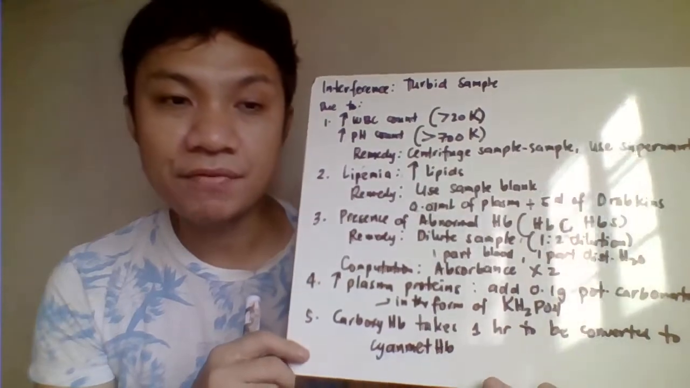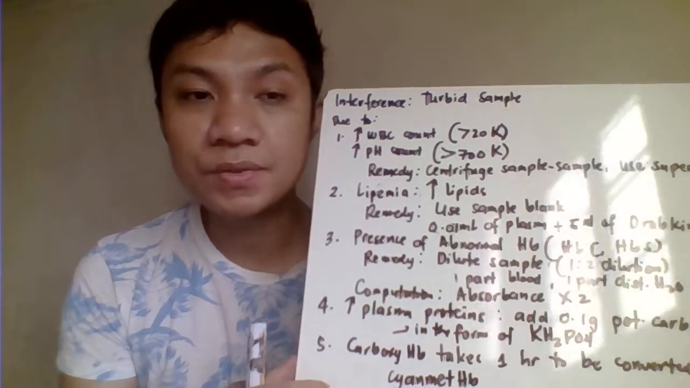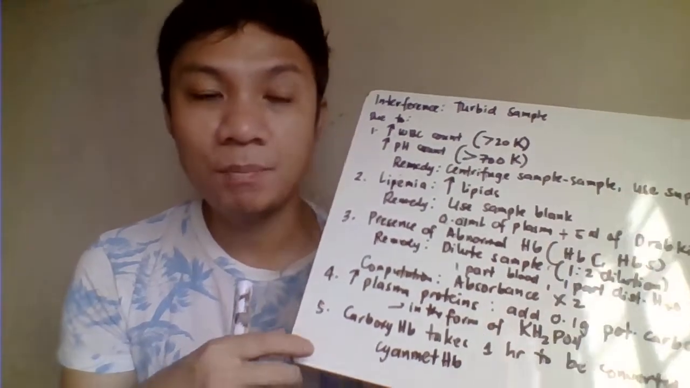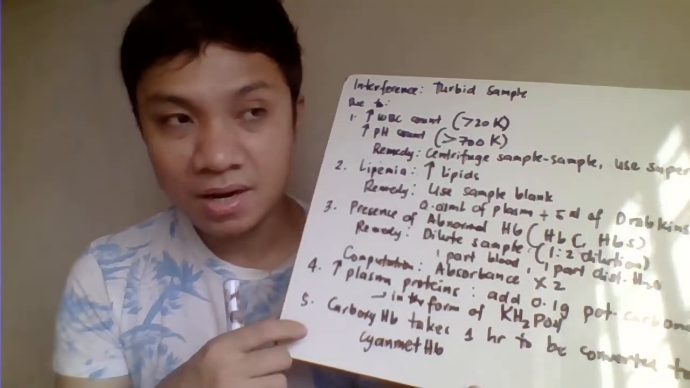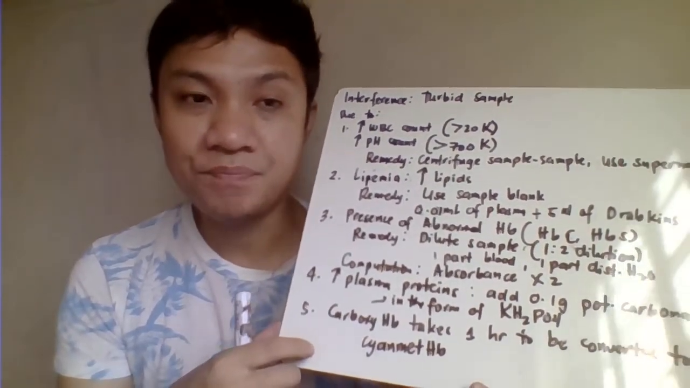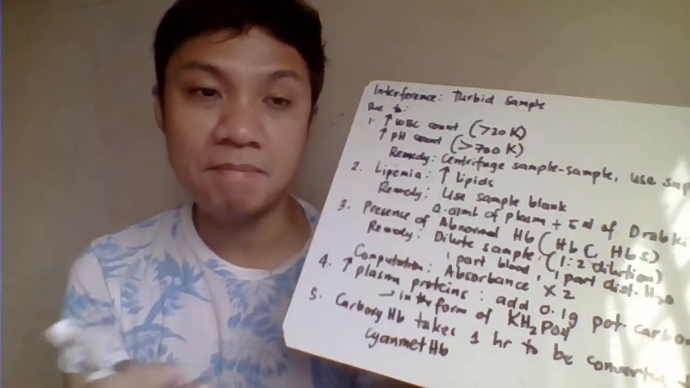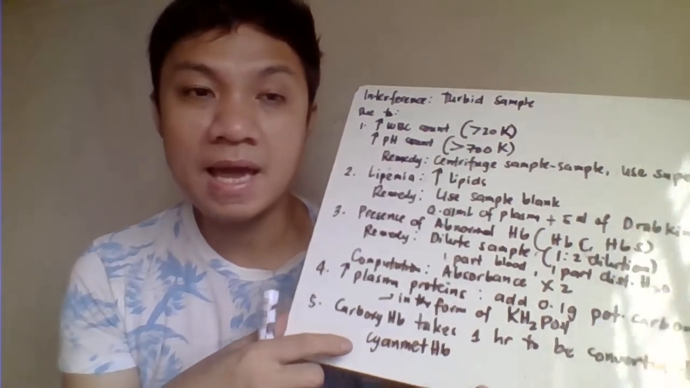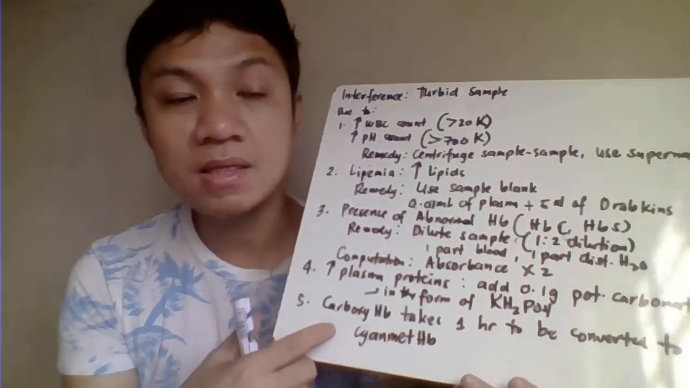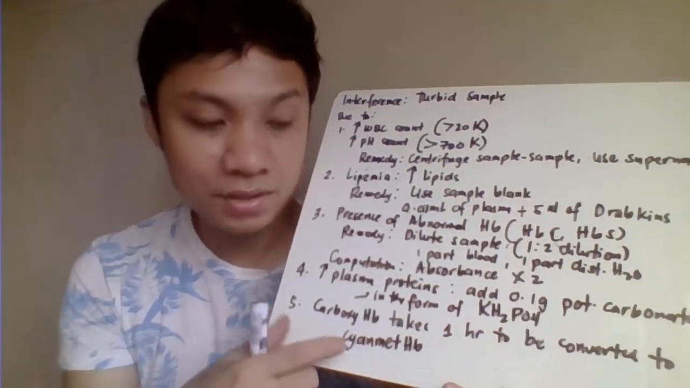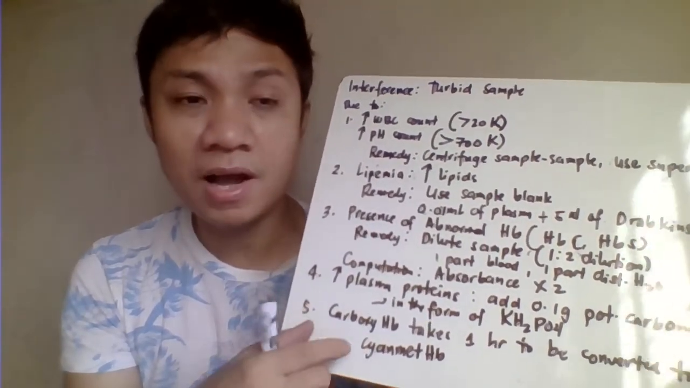On the other hand, the presence of carboxyhemoglobin. Carboxyhemoglobin would be very high for smokers. The problem with that is it could give an erroneous result or interference, because carboxyhemoglobin takes 1 hour to be converted first to cyanmethemoglobin. And therefore, madidelay ang ating reading time. It will have erroneous results. You might eventually underestimate the actual concentration of your hemoglobin, especially if meron kang carboxyhemoglobin.